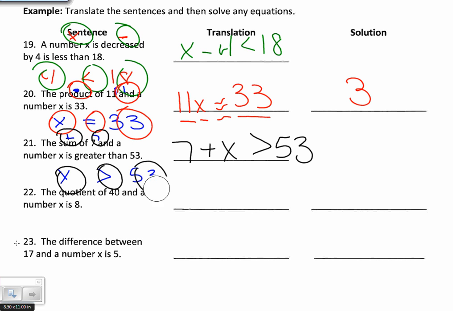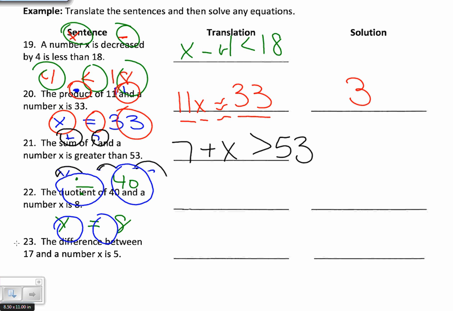Let's do our next one here. I'm going to go ahead and erase a little bit so we have some room. The quotient. Quotient means division of 40 and a number x is my equal sign, 8. Again, we're going to look at all of our symbols. I know I'm going to divide 40 and x, and it's going to equal 8. So I'm going to do 40 divided by x equals 8. Remember, we're not going to use our actual division sign here. We're going to use our fraction bar instead.